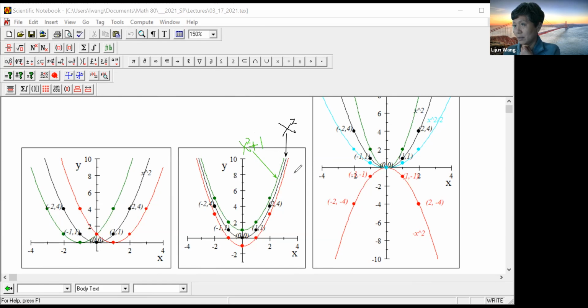And the red is x squared minus 1. You do that all correctly with all the understanding.